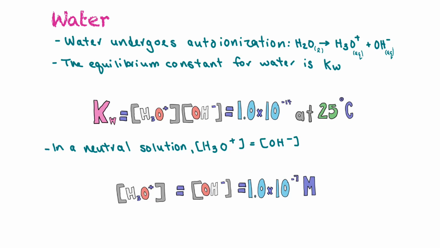So in a neutral solution, the concentration of hydronium is equal to the concentration of hydroxide, which means that it's equivalent to 1.0 times 10 to the power of negative 7 moles per liter, which if you were to find the pH from that, it's equal to 7.